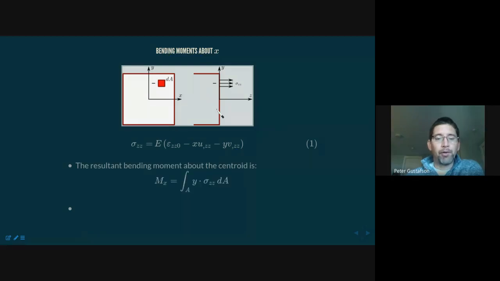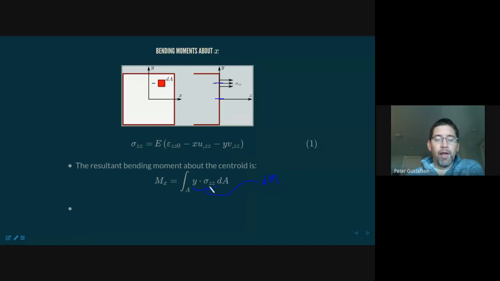So the resultant bending moment about the centroid, we're going to call this Mx, so it's about the x-axis. It's the integral over the area of y, that is the distance from the reference axis to the point where dA exists. So y times sigma zz dA. Why do we need both of those? Well, what's a moment? A moment is a force times a distance. So you can think of this term in here as being a differential moment. So we're integrating a differential moment over an area. Differential moment is the moment arm times the stress at that point. So very good. Thanks, Scott.